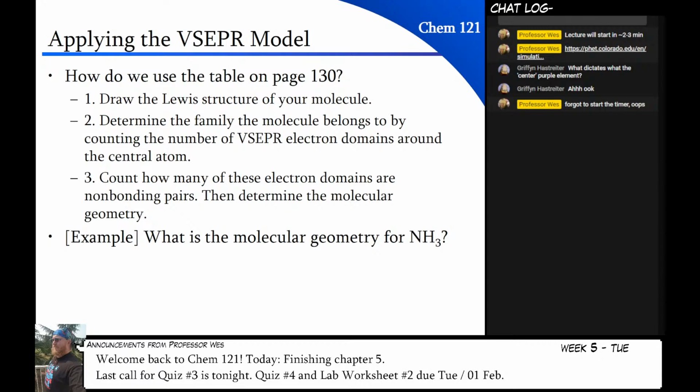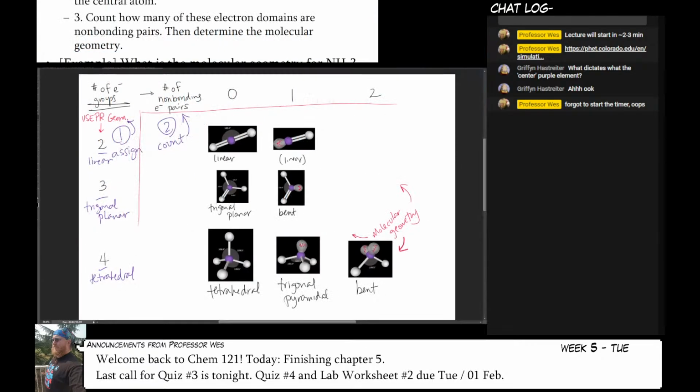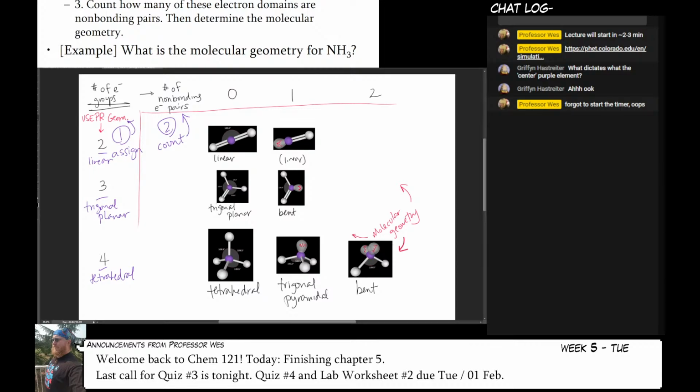Sketch out its Lewis structure, and then I want you to tell me both its VSEPR geometry and its molecular geometry. And we'll go over that answer together in about 2 minutes, okay? So draw the Lewis structure and then use that chart. In fact, I'm going to put the chart back up on the screen so that you have it. And we'll go over the answers shortly.